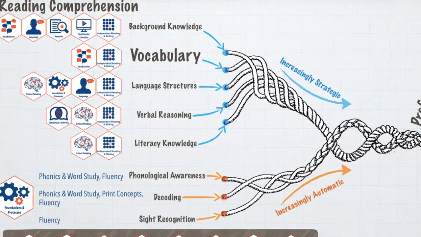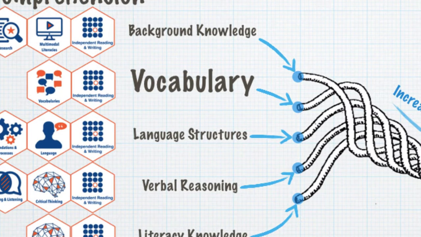And you'll notice the word vocabulary is extra large in the upper strands, because vocabulary contributes 50 to 60% of the meaning to comprehension. I need to know what 95% of the words mean in order to comprehend the text. And then, of course, vocabulary is closely linked to background knowledge. If I have background knowledge around a specific area, I have vocabulary that is linked to that background knowledge.